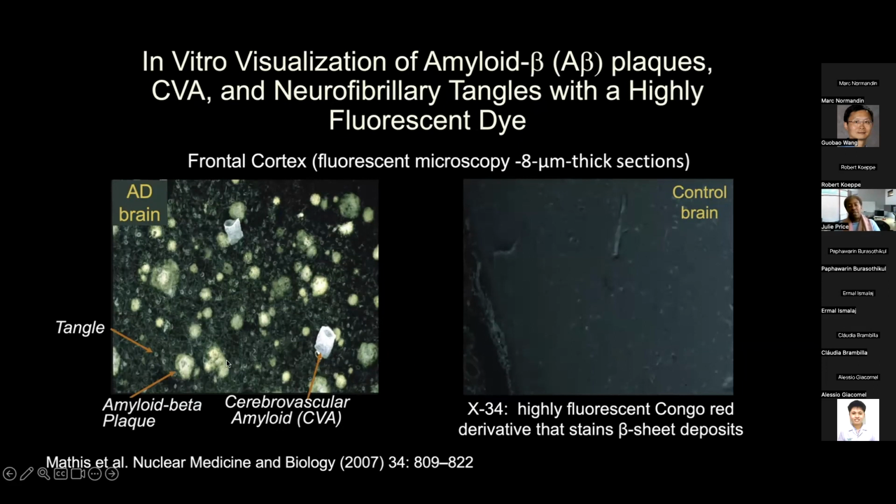And this image was obtained using a highly fluorescent Congo red derivative used in neuropathology that stains the amyloid beta pleated sheets deposit. But you can see the remarkable contrast between AD and control brain. And the challenge is to really have a radiotracer that selectively identifies amyloid beta plaques, selectively identifies tau amid the high concentrations that can be present of both.